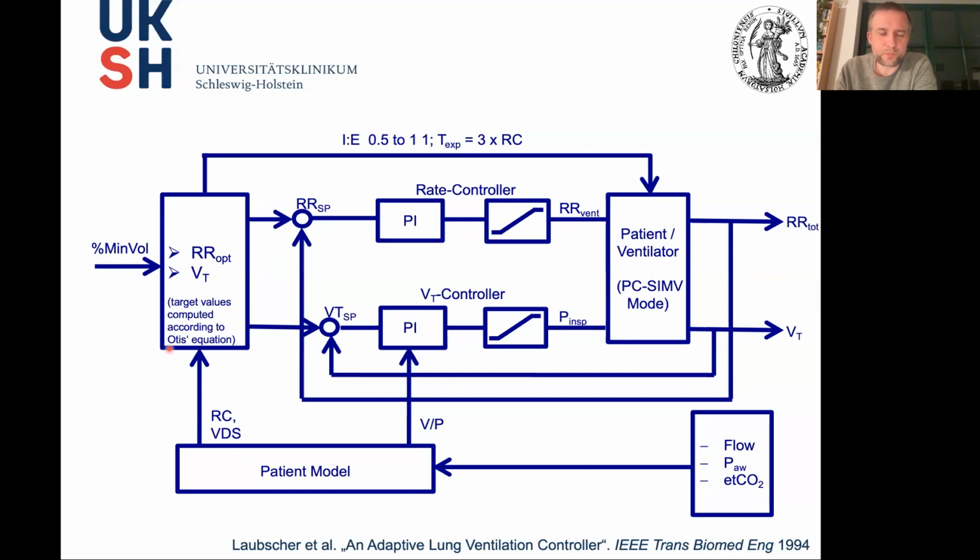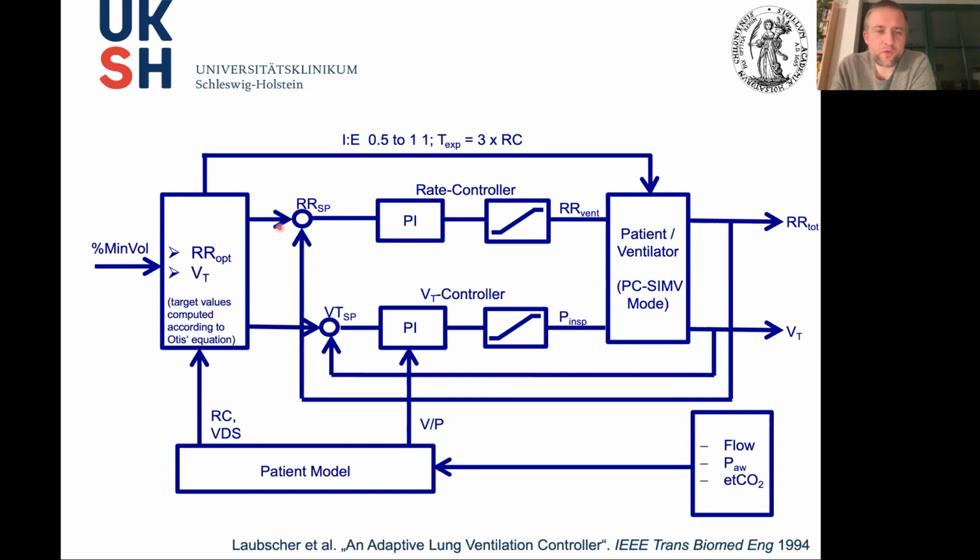this minute ventilation. So to go into it a little bit more in detail, when we enter the minute ventilation, the controller automatically calculates optimal respiratory rate and tidal volume combination according to Otis equation. What does it need for this? It needs information on respiratory time constant, RC, resistance compliance product, and it needs information on serial dead space. So it has a very simple patient model. This patient model is based on the flow and CO2 measurements of the ventilator, and it gives us time constant and dead space. And then according to Otis equation, it calculates optimal respiratory rate and tidal volume.